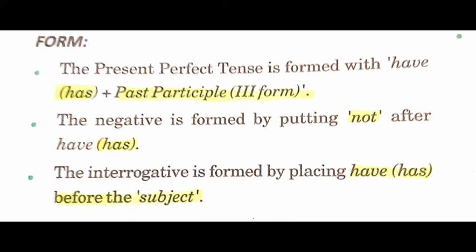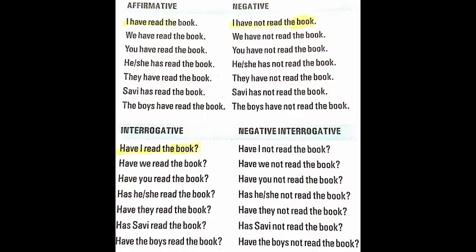Interrogative is formed by placing have or has before the subject. Example, "Have I read the book?" So this way, the affirmative sentence, "I have read the book," changes to negative, "I have not read the book," and then to interrogative, "Have I read the book?" So this is the rule that in present perfect tense, you have to use has, have plus the third form of the verb. This was the structure of the sentence, and students, you will get the worksheet related to this tense.